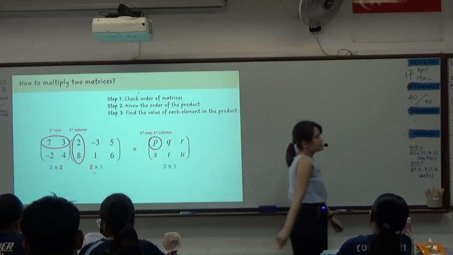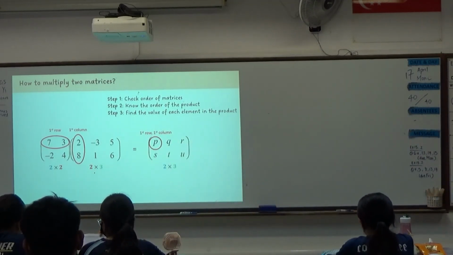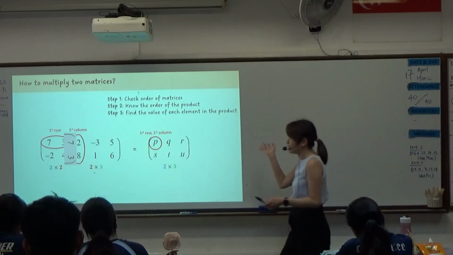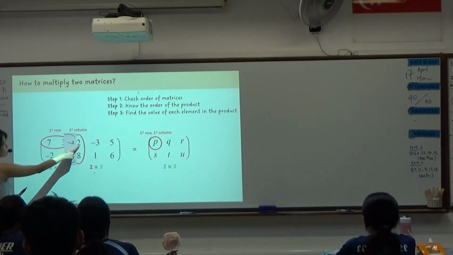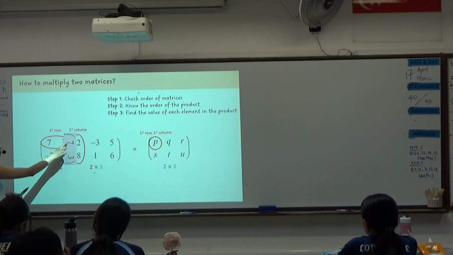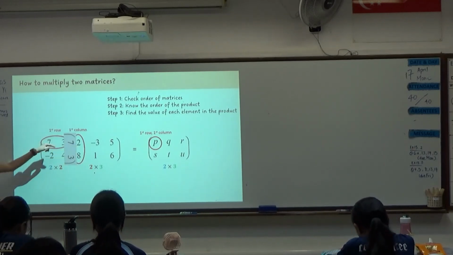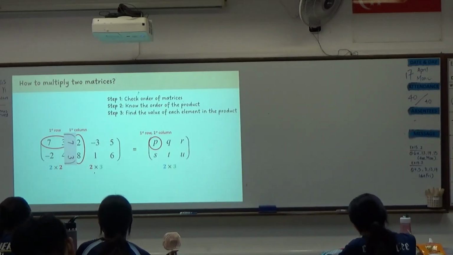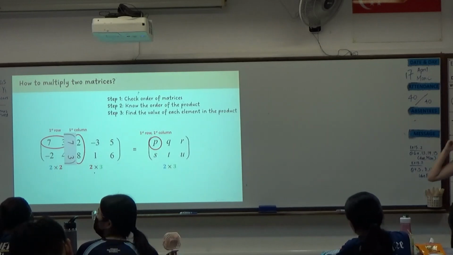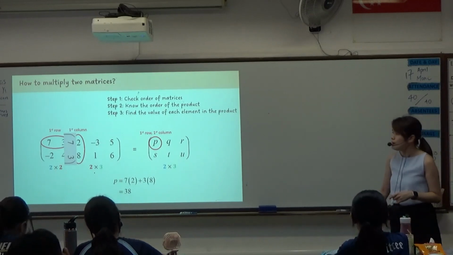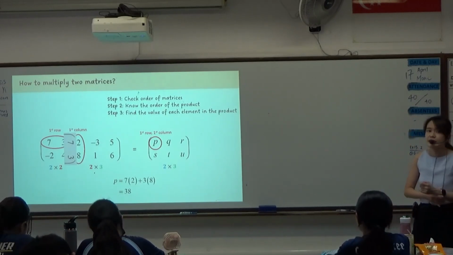Just now I mentioned this roti prata idea. What I visually think about in my mind is taking this first row, I flip it around, and I multiply 7 by 2, adding up with the multiplication of 3 and 8. So I turn it around, I match the numbers, multiply and add. That's how I visualize it in my mind, rather than the complicated ones that you might see in the video. So therefore, P itself will be 7 times 2 plus 3 times 8, and therefore it is 38.